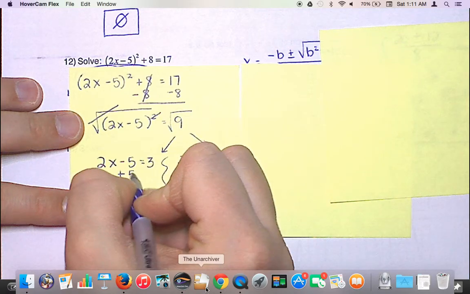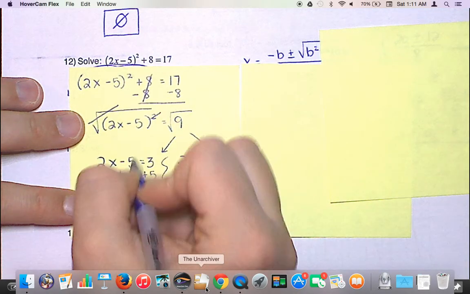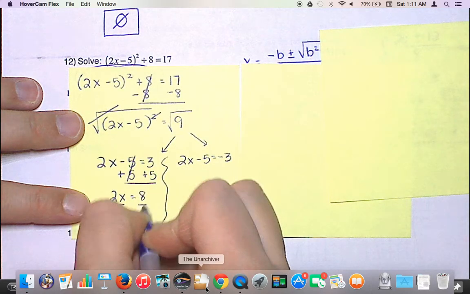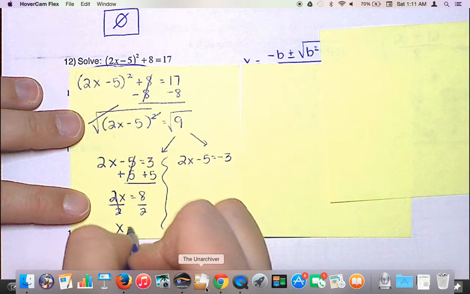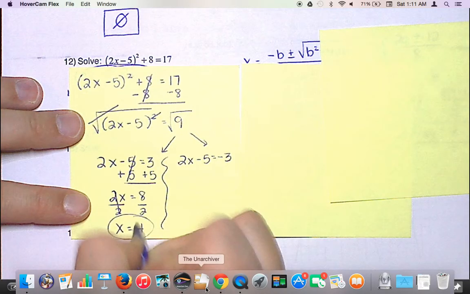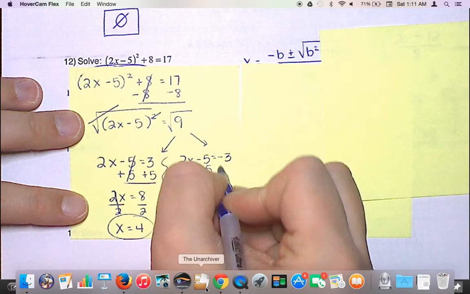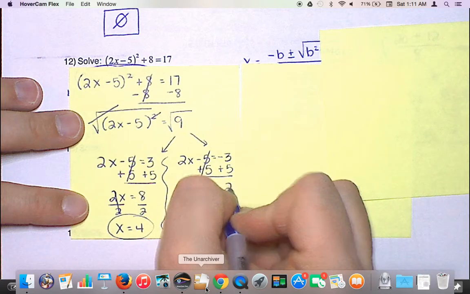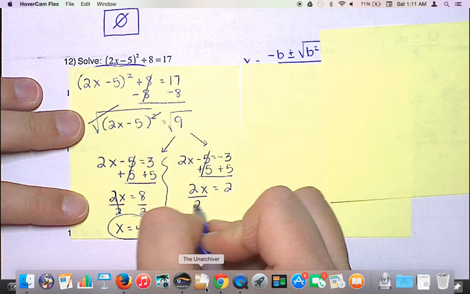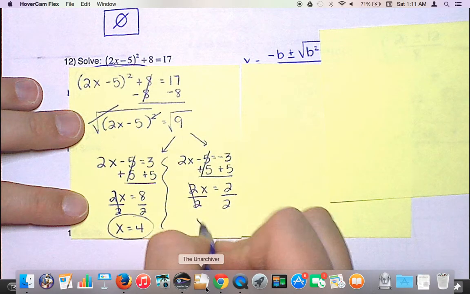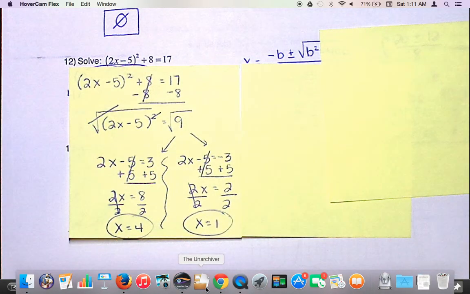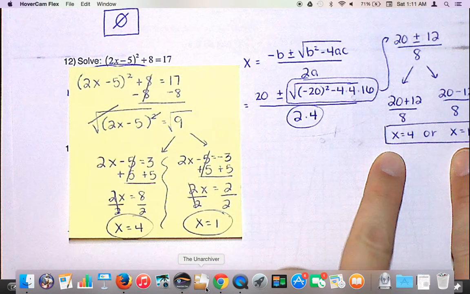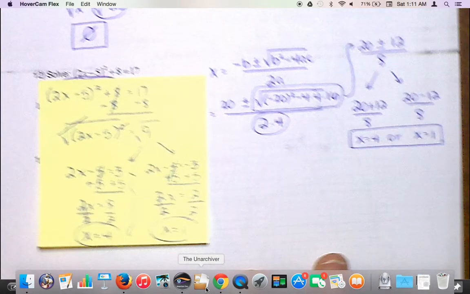So I would add 5 and add 5. So I get 2x equals 8. And then divide by 2, divide by 2. And I get x equals 4. Over here, if I add 5 and add 5, I get 2x equals 2. Negative 3 plus 5 is 2. Divide by 2, divide by 2, and I get x equals 1. Notice those are the same two solutions we got before. Same two solutions I got over here. X equals 4, x equals 1. Just working it in a different way.